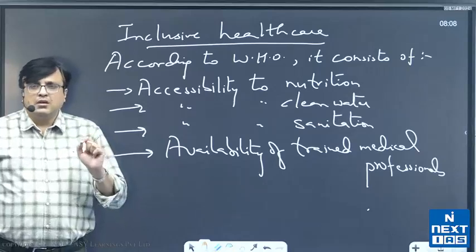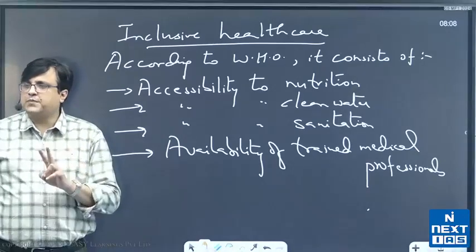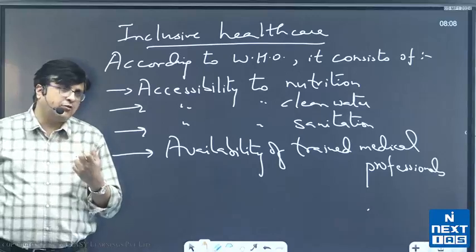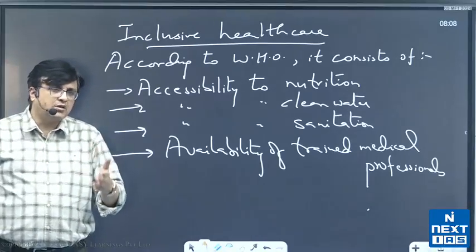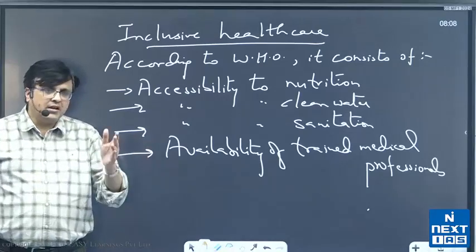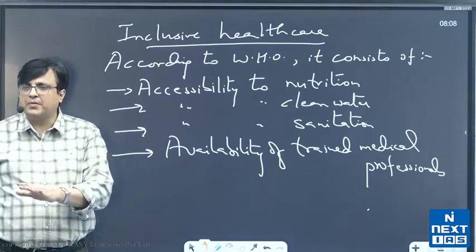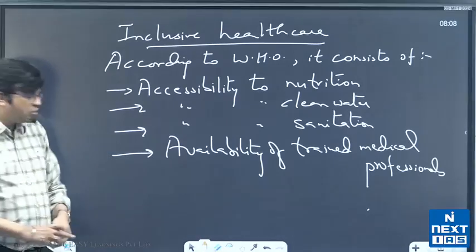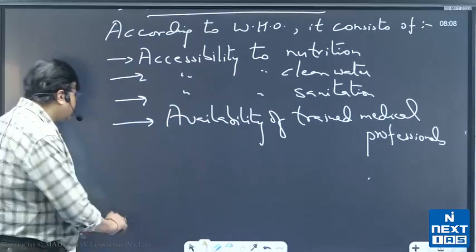Now, to achieve inclusive healthcare, two types of targeting of health are generally suggested. One is preventive healthcare, don't let the disease happen. And the other is curative healthcare. If the disease has happened, cure it faster and cure it on a more permanent basis. All right. So two types of healthcare mechanisms are suggested.